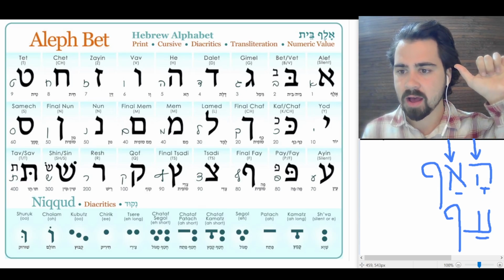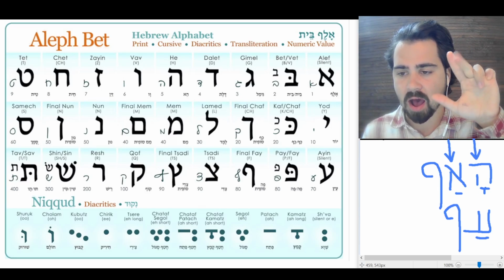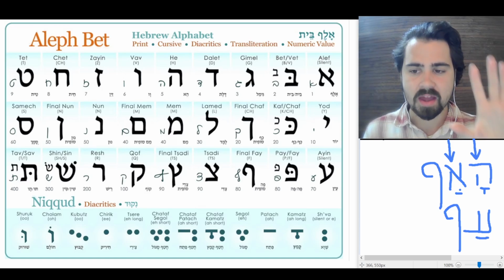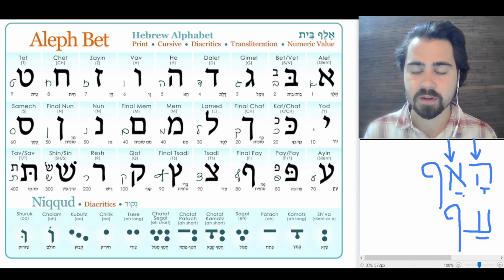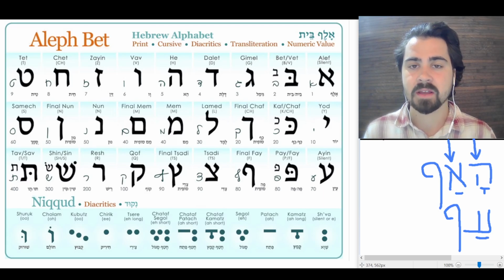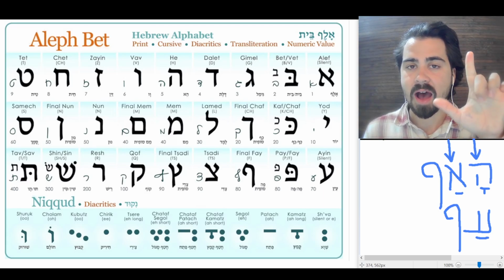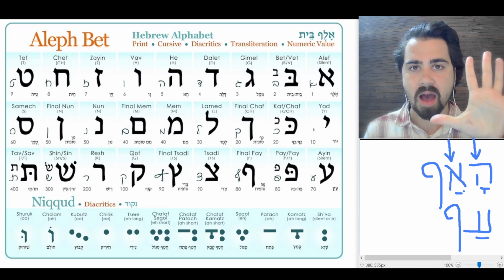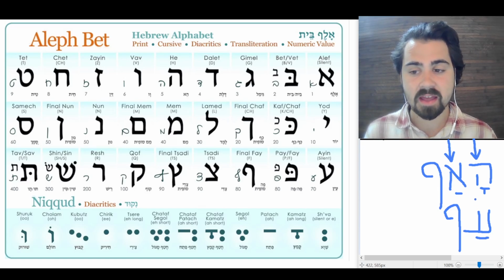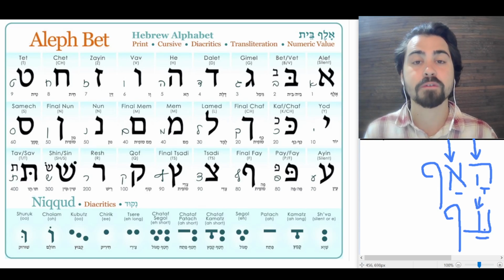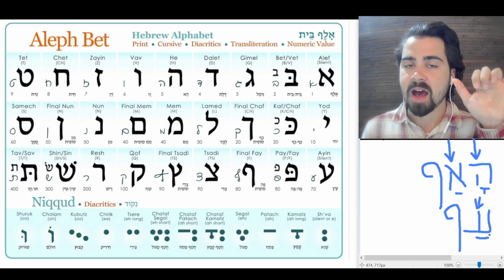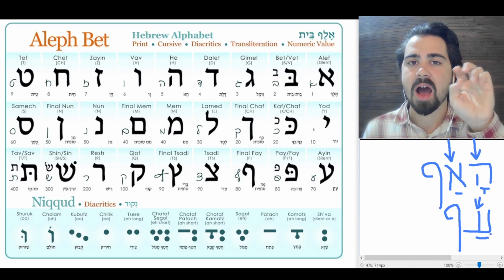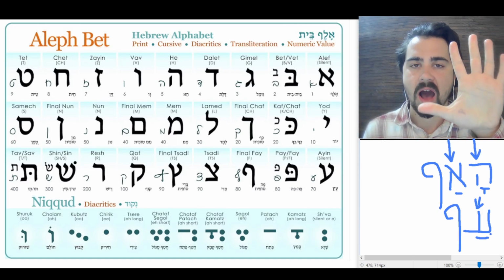Ha, ha, ha, ha, ha. Now let's say aleph with the nikud 5 times. A, a, a, a, a. Let's say the ayin with the nikud 5 times. A, a, a, a, a.